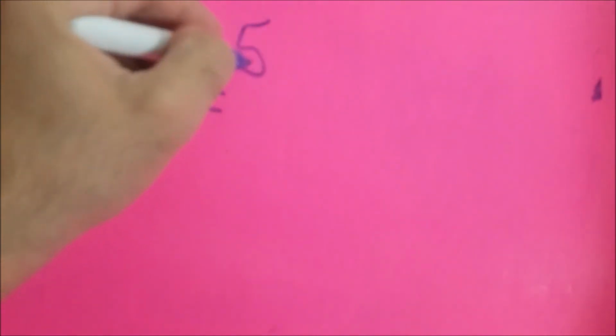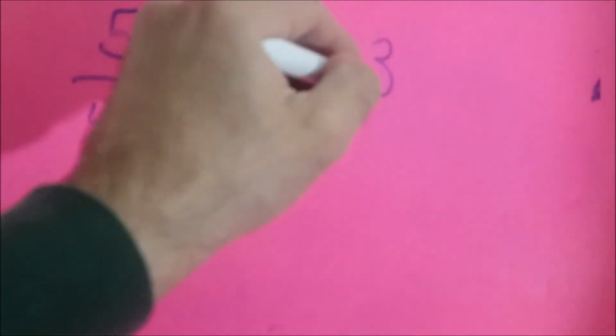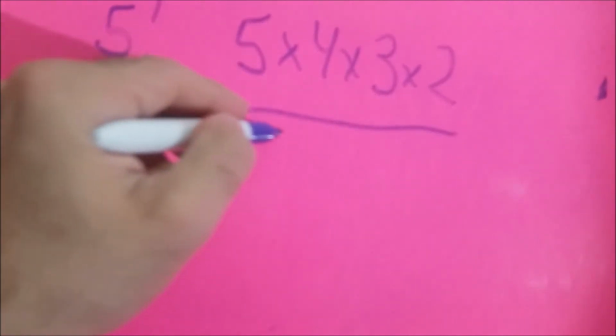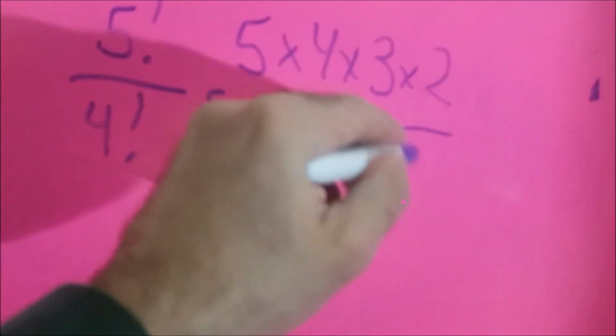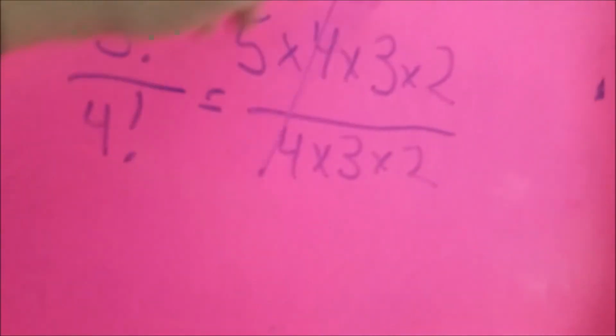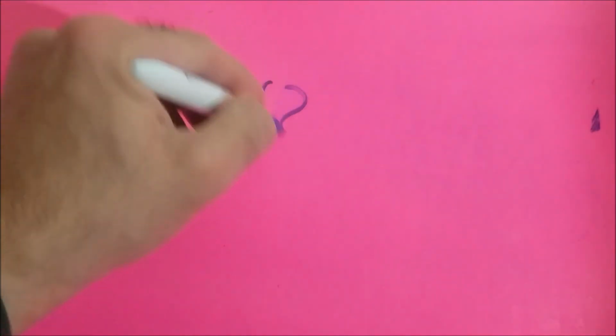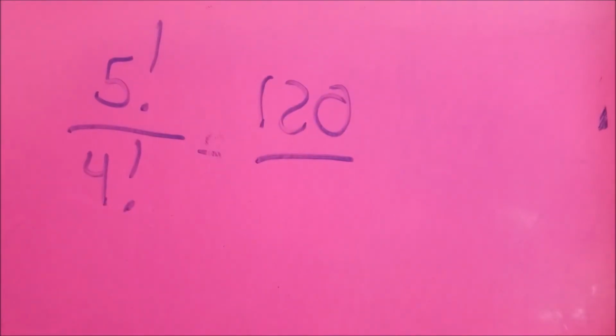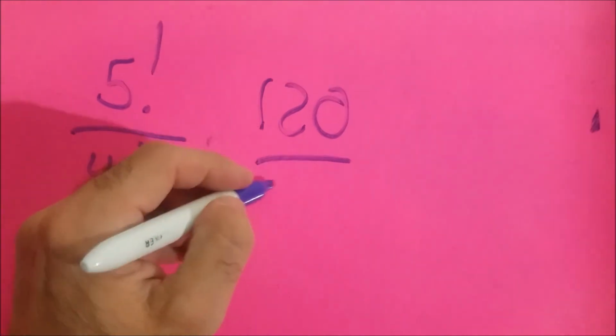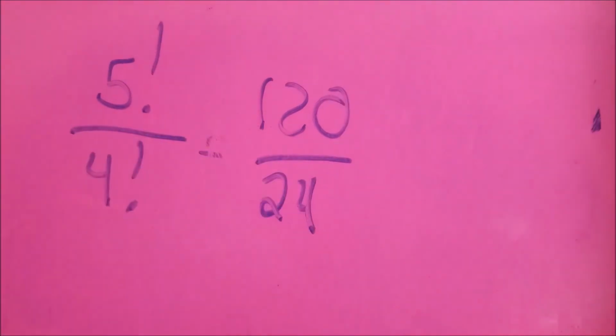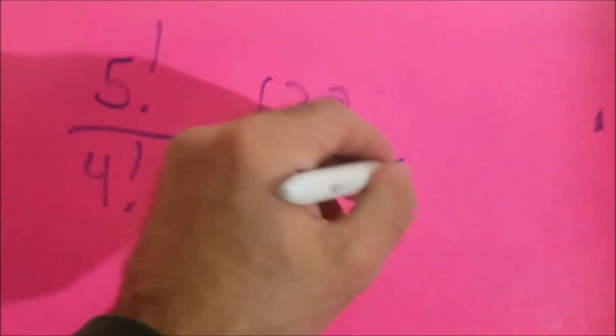So what if I gave you 5 factorial divided by 4 factorial? You can also list them up here. You can say 5 times 4 times 3 times 2, and here will be 4 times 3 times 2. And you can cross out what they share. So you're left with just 5. So you know 5 factorial is 120 if you multiplied all that together, and 4 factorial is 24, and you get an answer of 5.